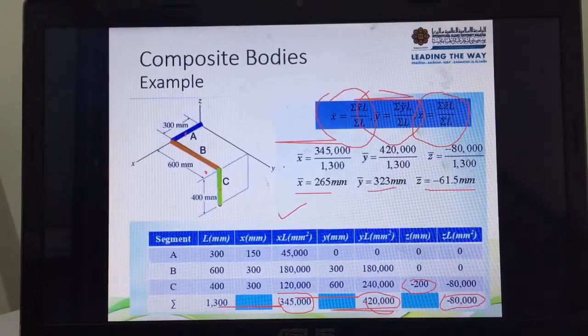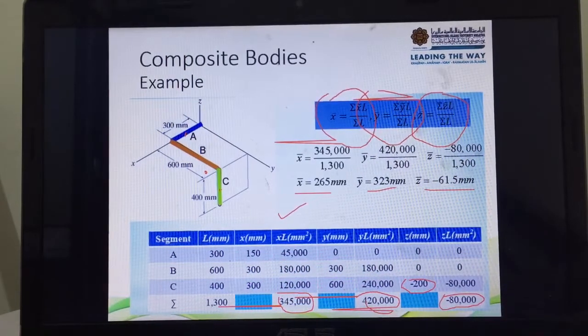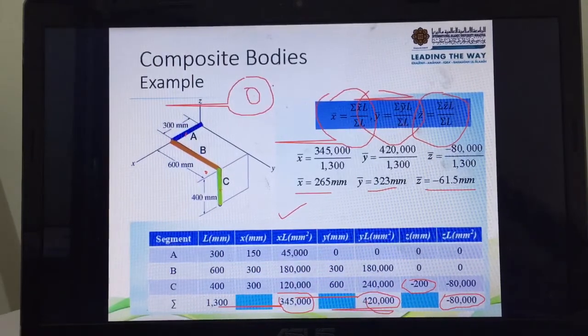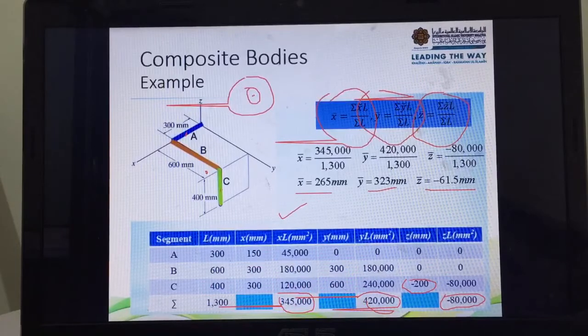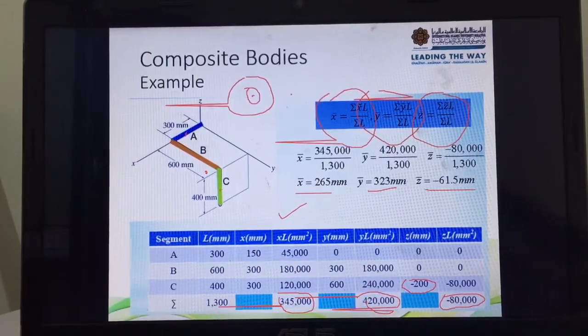Can you see that the location of this composite body, this bended wire, is actually not on the wire itself, right? So actually it can happen. The location of the centroid is not on the body itself. For instance, a wedding ring: the centroid will be in the middle, but it's not on the body, right? It's on your finger if you wear that one. Okay.